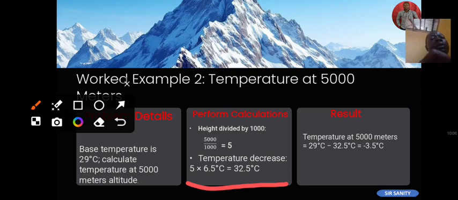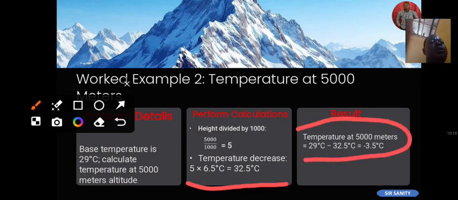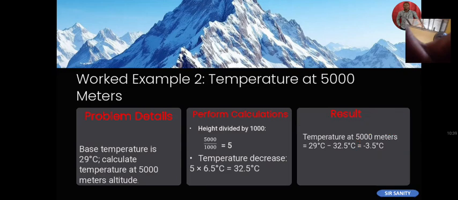We are going to subtract 32.5 degrees Celsius from the one given to us at the base, which is 29 degrees Celsius. So here we subtract 32.5 degrees Celsius from 29 degrees Celsius, which will give us negative 3.5 degrees Celsius as our final answer. Good. So that is that example that we look at.